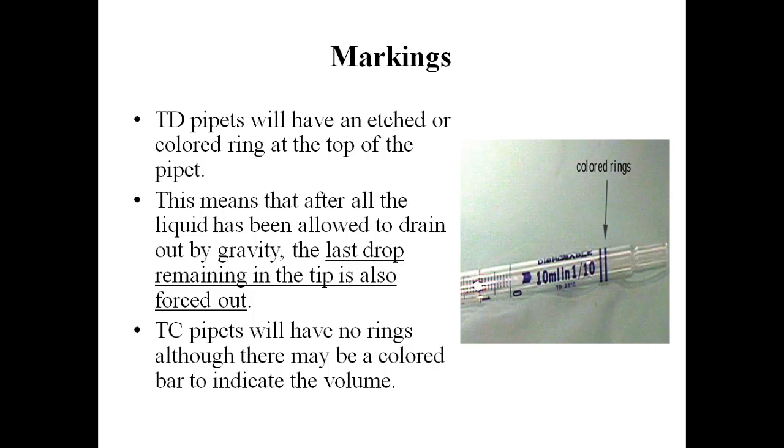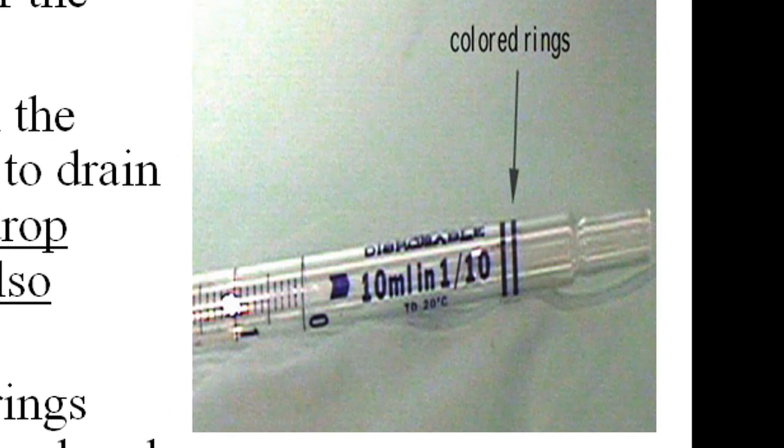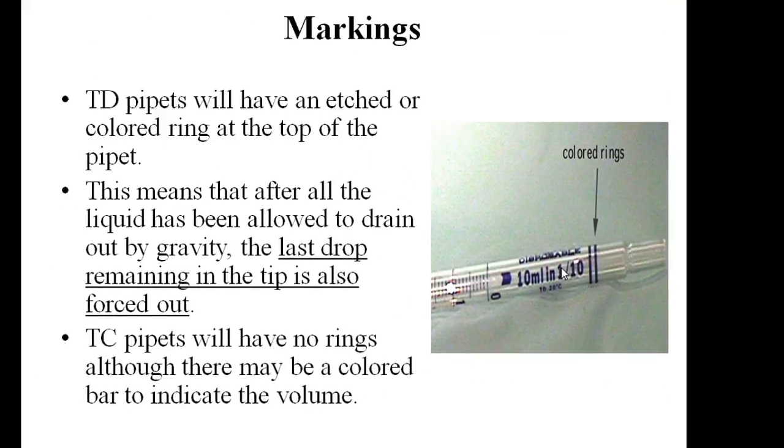There are different markings also present on the pipette. Here you can see two colored rings shown on these pipettes. So what does it mean? TD pipettes will have an etched or colored ring at the top of the pipette. This means that after all the liquid has been allowed to drain out by gravity, the last drop remaining in the tube is also forced out, or blown out, from this pipette. These colored rings are generally present on serological pipettes. So if these two colored rings are present, it means that we have to blow out all the liquid present in the pipette after full drainage.